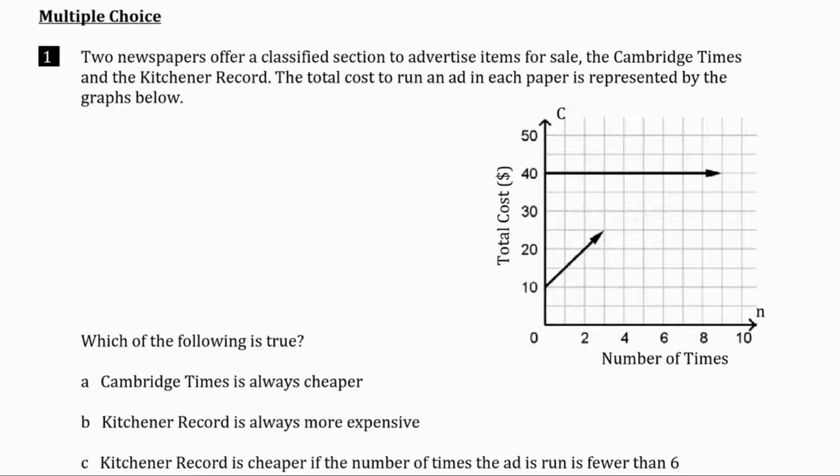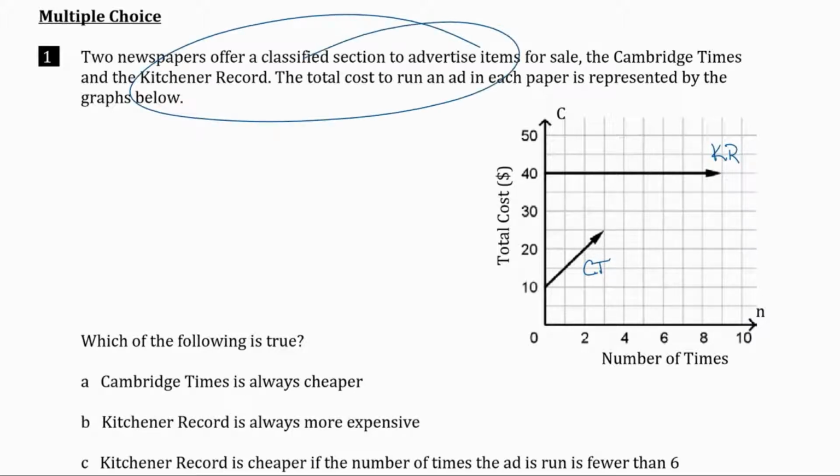Now, one thing I noticed before we move on that I should fix at some point because I think in this lesson it's been like this forever, is these are not labeled. But I happen to know that this one is supposed to be the Cambridge Times and this one is supposed to be the Kitchener Record. Okay, and in a test or an EQAO, they would definitely be labeled. You're not expected to guess or somehow figure out. There's nothing in the question that tells us it should be labeled in the graph. It's just missing for some reason.